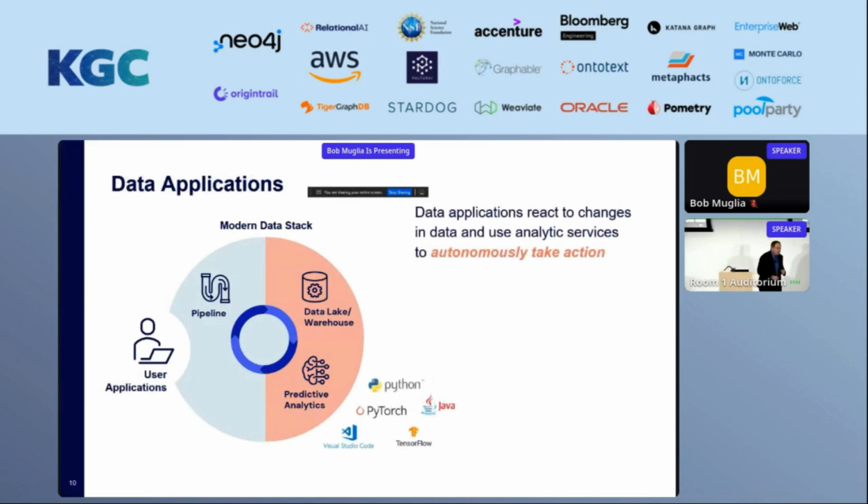And what are they trying to do? The goal of a lot of this is to create data applications. Data apps are apps that react to changes in the data and use analytic services to autonomously take action, to do something. Sometimes it's as simple as sending a Slack message or an email. Sometimes it can be changing the price of a ticket or doing a whole set of things that take applications and take the modern predictive world and allow applications to move to a different place and solve a set of problems we could never solve before.